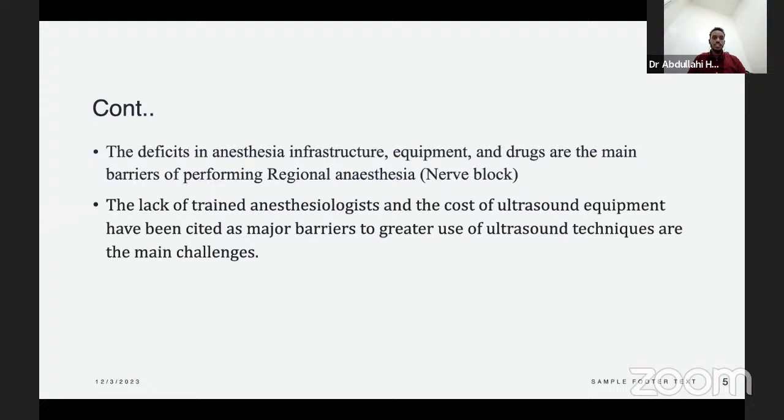These are the challenges of many low-income countries, and we share them. But in the coming years, we are expecting to move forward and have more trained doctors and professionals who can perform regional anesthesia safely.